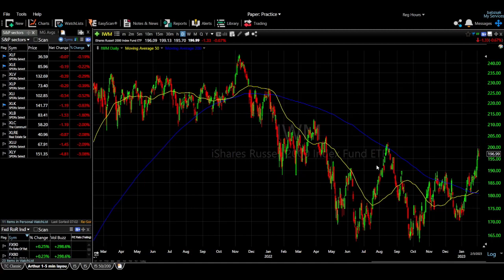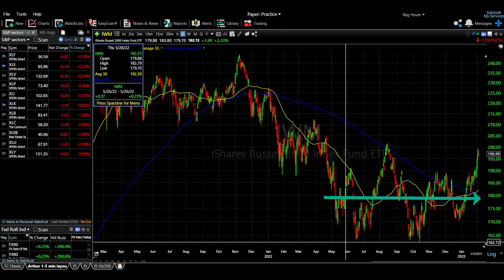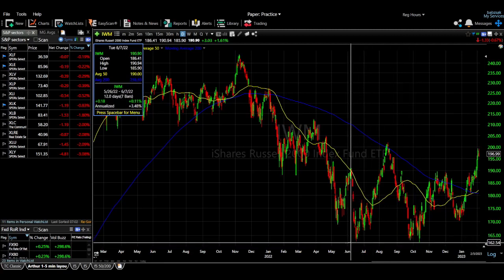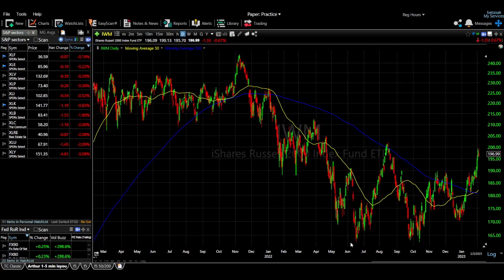both of these have been trending down. Remember, in like September, October, I was saying I think the market is going to transition from a primary downtrend to an intermediate lateral trend. So we can see that with price itself on IWM. You see the June low here and the October low. There's no lower low there. Okay, so the intermediate trend is starting to change.